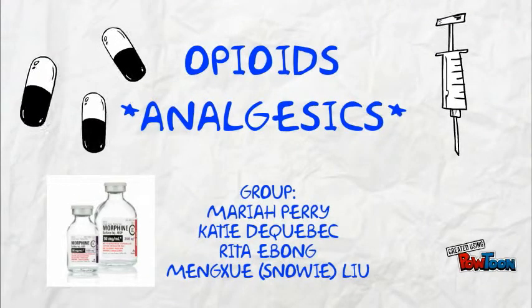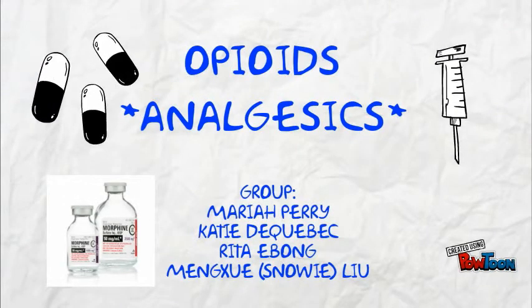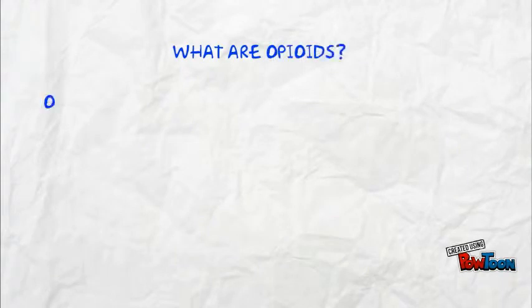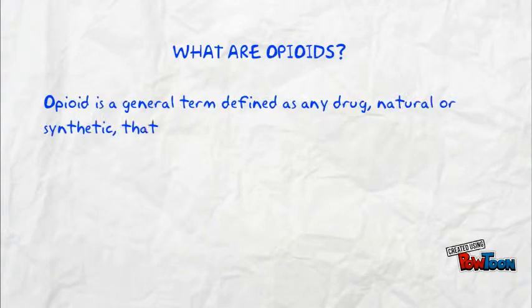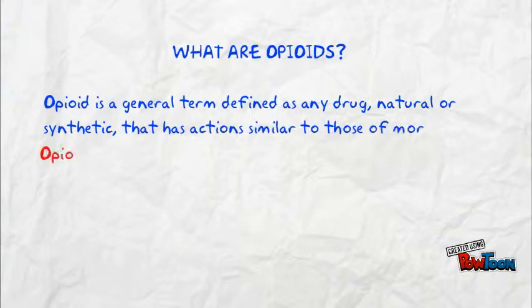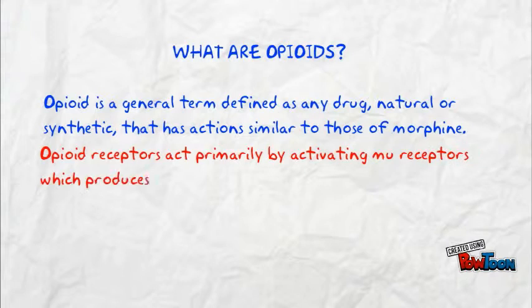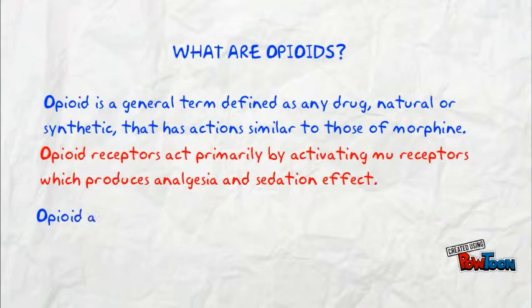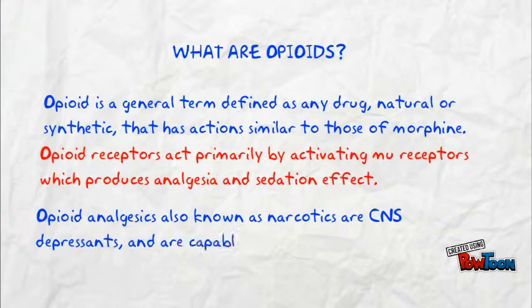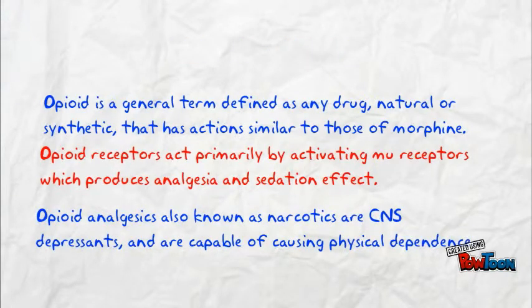Hey everyone, today we're going to be talking about opioids, but specifically opioid analgesics. So the big question is, what are opioids? Opioid is a general term defined as any drug, natural or synthetic, that has actions similar to those of morphine. Opioid receptors act primarily by activating mu receptors, which produces analgesia and sedation effect. Narcotics are used for an analgesic effect, a central nervous system depressant, and any drug capable of causing physical dependence.